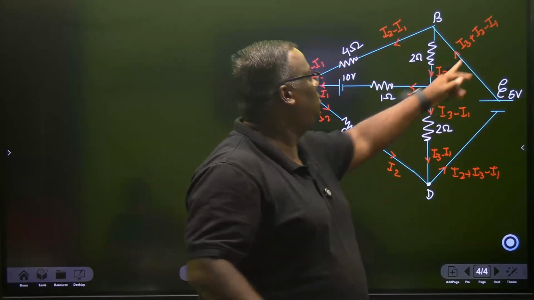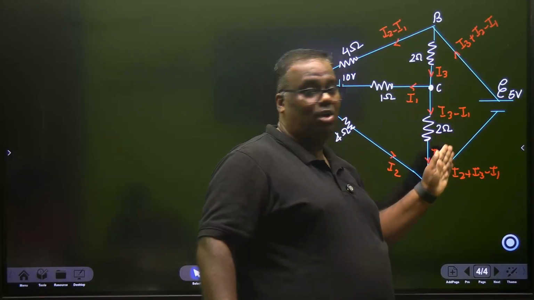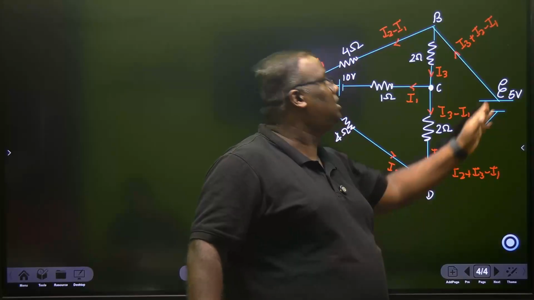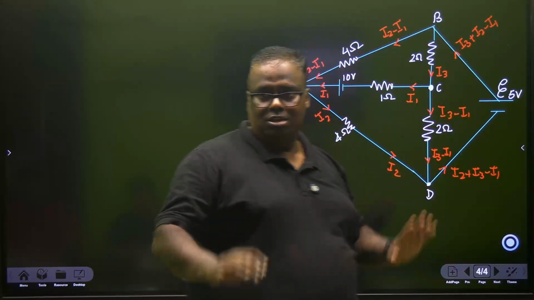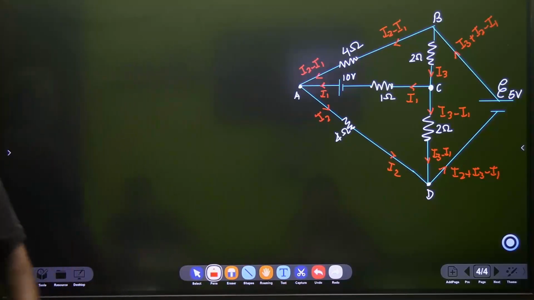Both have merged and finally they are giving you I2 plus I3 minus I1. So I2 plus I3 minus I1. Look how our speculation is correct. Whatever current we got here is the same current. Means our distribution is absolutely correct.